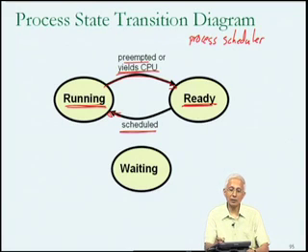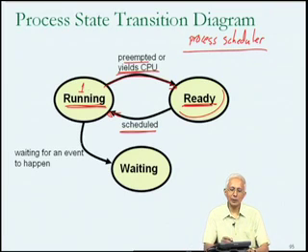Hence the arc going from ready to running is labeled scheduled. A process will move from the ready state to the running state because it is selected by the process scheduler to be the one process from among all the processes which are in ready state to move to the running state and become the one process that is running.